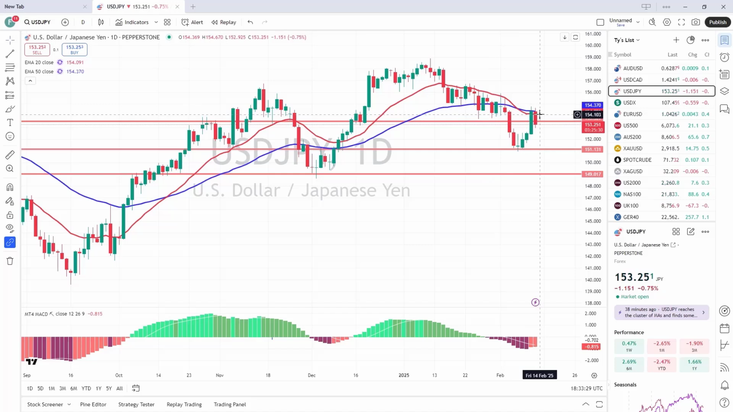Now that we've got the resistance and 20 and 50 moving averages right there, it's going to be a very interesting watch to see whether it can actually continue. If it breaks past the 20 and 50 moving averages and starts to push up, the next level that we're looking for is 156.40. That would be our next target. It's a pretty strong level there of resistance. We've got it all there, and of course we've got this peak here. That would be our target if we get a daily close above these moving averages.